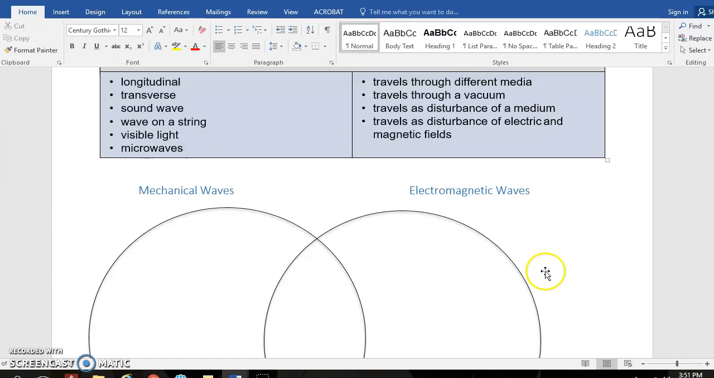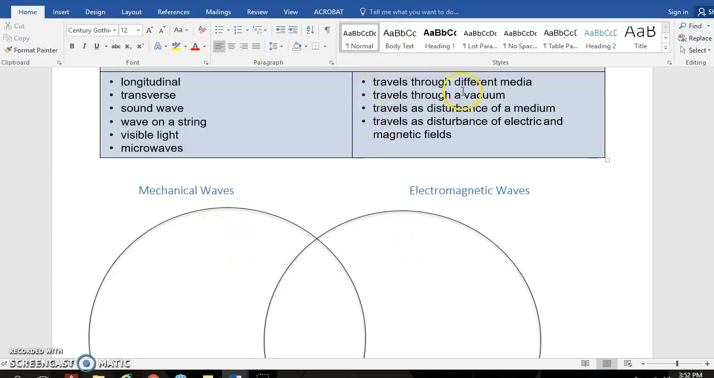And our Venn diagram. So we know that mechanical waves are longitudinal. Both waves can travel transverse. Mechanical waves, sound would go in mechanical waves, right? Because sound has to have a medium. Waves on a string, also mechanical, because if the string was not there, then there would be no wave. Visible light, microwave, EM waves. Travel through different media. Well, technically that's both of them, because EM waves can do that. Doesn't require it, but they can do it. Mechanical waves just require it.